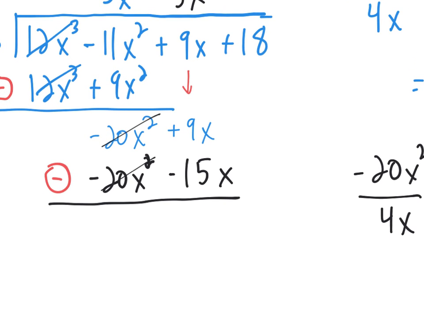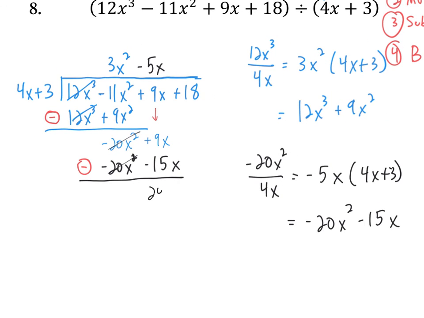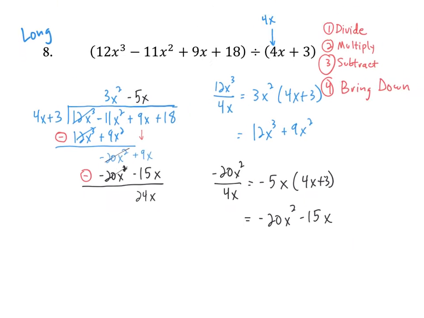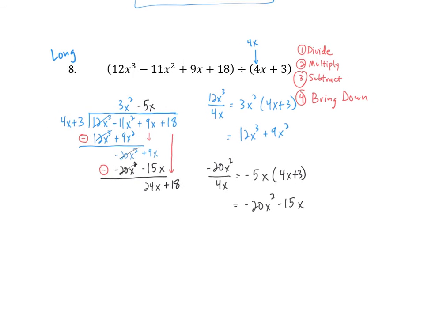Okay, these cancel. And then we've got to be careful again. So 9 minus a negative 15. So minus a negative is plus. So 9 plus 15 is 24. This is 24x. Okay, so we just subtracted, so next step is bring down. And we'll start all over again.